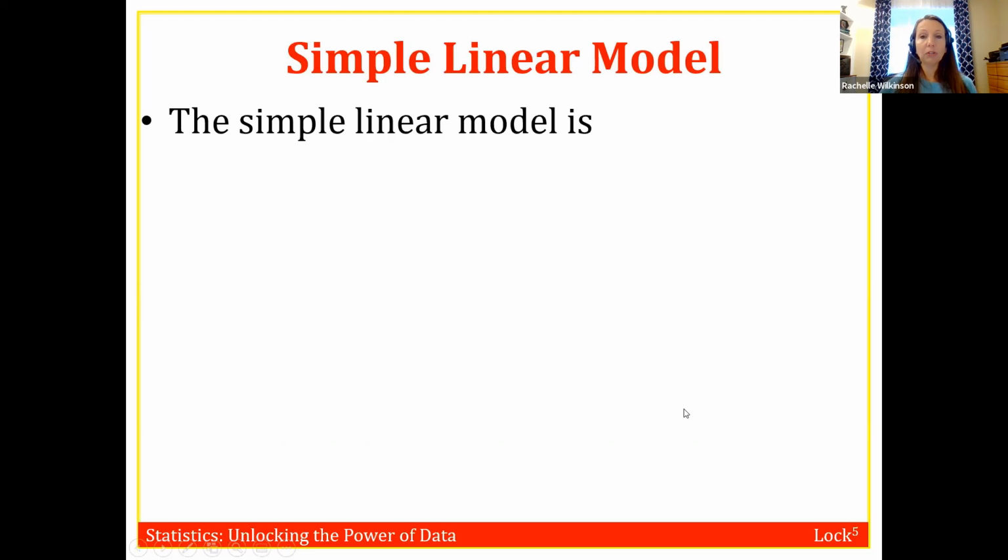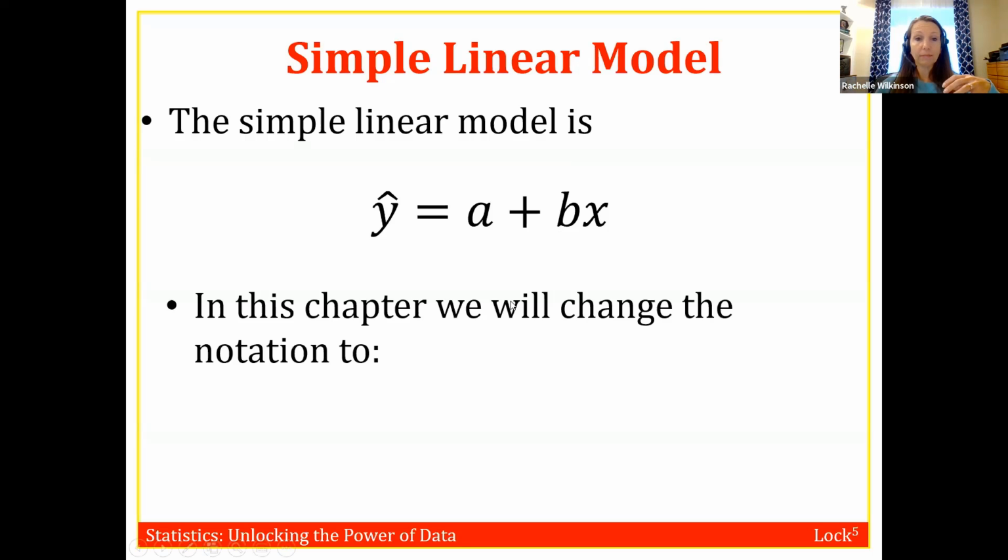So the model that we used in chapter 2, the basic model, was this. We had y hat equals a plus bx. And in chapter 9, we're going to use this same basic format for this model, but we're going to change how we label our terms. So in this chapter, we're going to change all of our notation. So instead of a and b for the intercept and slope, we're going to use b0 and b1 for the intercept and slope.